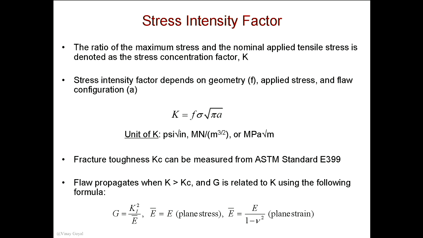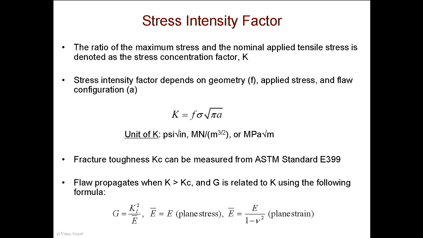The fracture toughness of the material can be measured. This fracture toughness is measured using the ASTM standard E399. So it's a material property that can be measured for steel, aluminum, whatever you're working on. You can measure this property. Okay, and now what you can do is convert this Kc, this fracture toughness, to G to get the critical energy release rate.